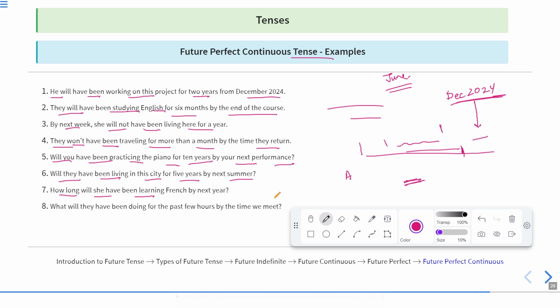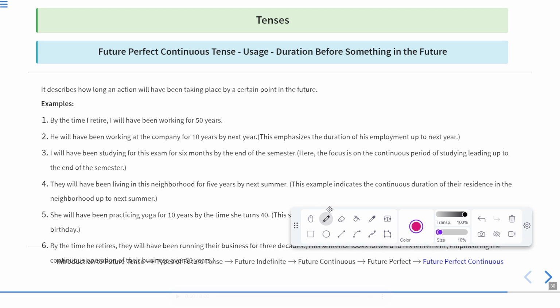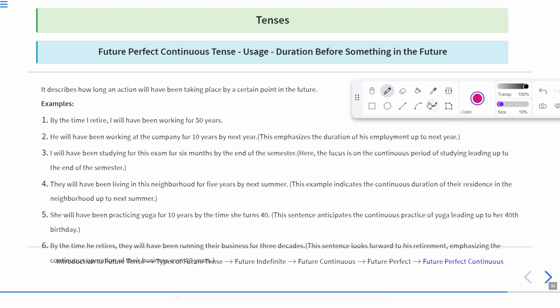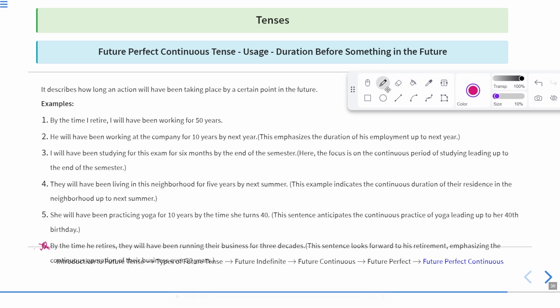Now, where are these types of sentences used? Now we'll see the uses of these sentences. Okay, so first of all, we'll see the first usage of future perfect continuous tense. There is some typing error in this text sentence, so now we will read these sentences again.